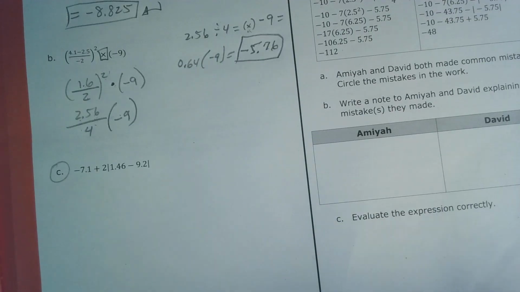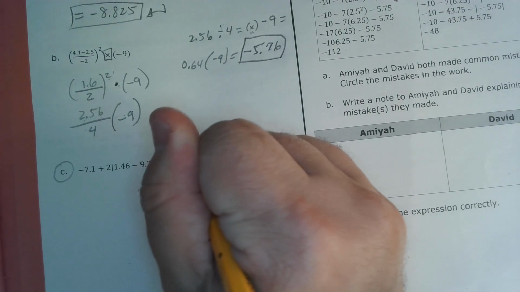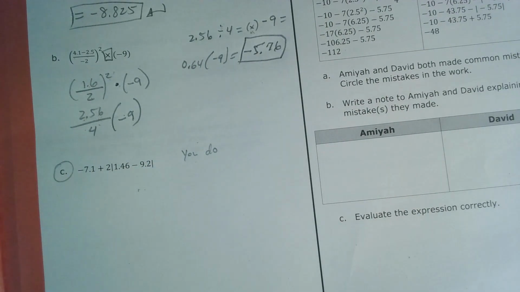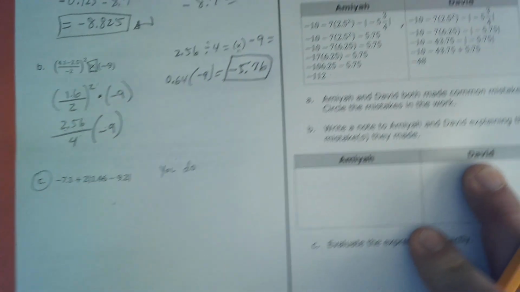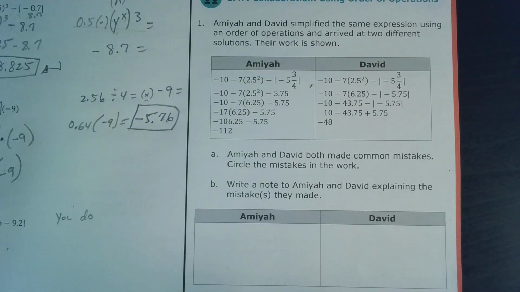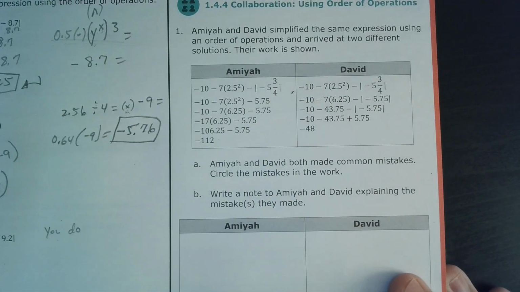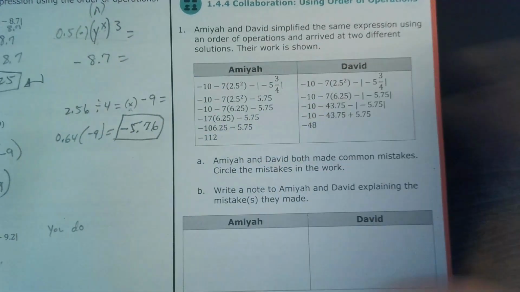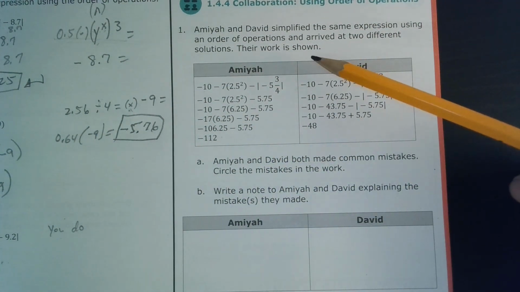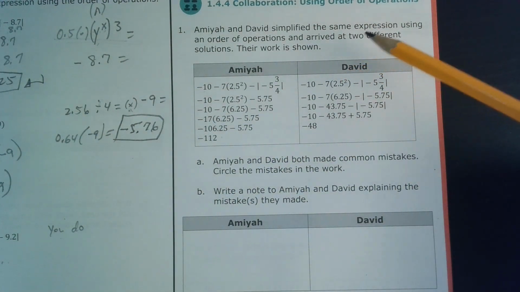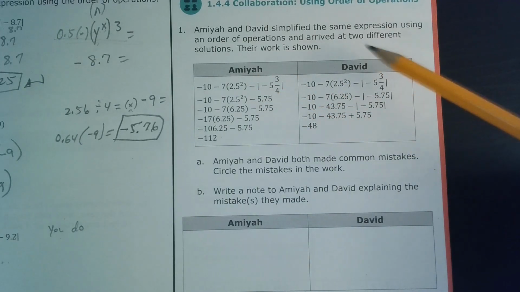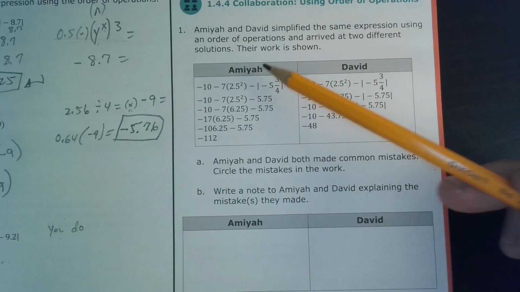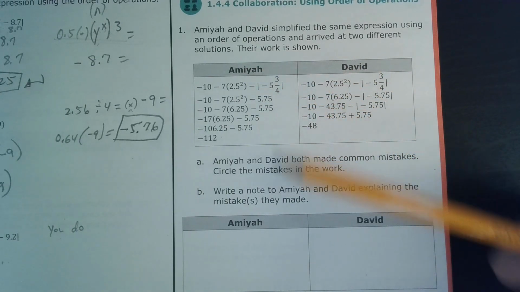All right. So part C, you do. If somebody turns in, you do. Well, first I'll laugh, but then I'm going to give you some grief. Okay. Let's scooch over. So this is again collaboration stuff. So we did this in class. It tells us that Amaya and David simplified the same expression, math problem, using order of operations, and they arrived at two different solutions. Their work is shown.